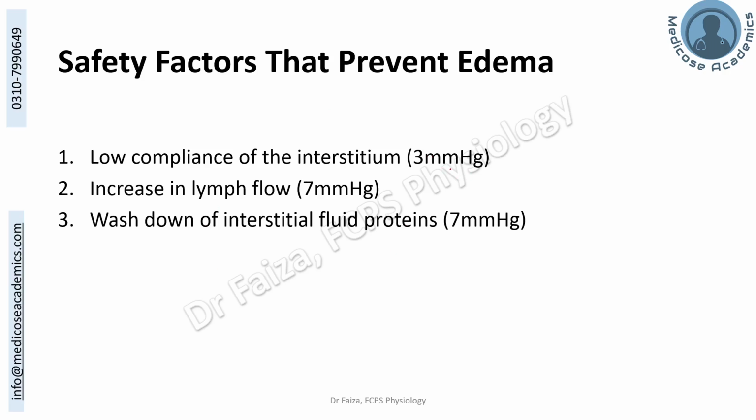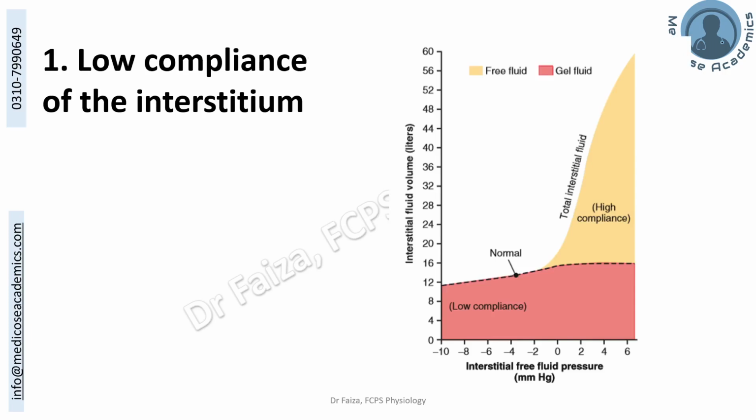And they are providing, respectively, a safety factor of 3, 7 and 7 millimeters of mercury. That comes out in total to be about 17 millimeters of mercury as the safety factor against prevention of the edema. We will look into the details one by one, how they can prevent. Starting from the low compliance of the interstitium.